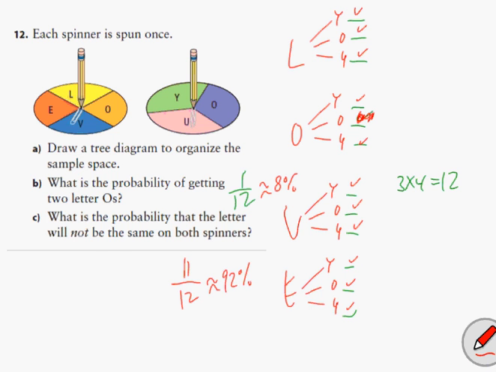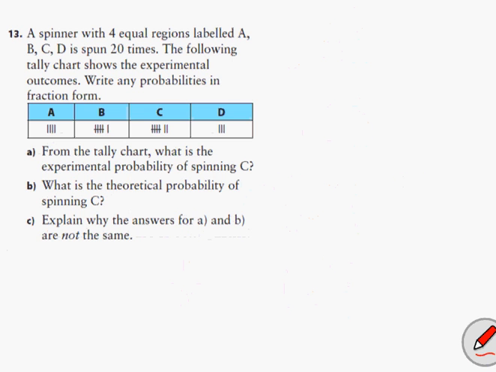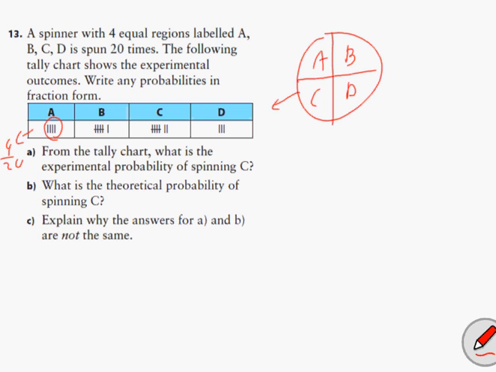Okay. Is that the last question or one more? One more. A spinner with 4 equal sections labeled A, B, C, D. So this is just like the one we did with coin flips. It is spun 20 times, and the following tally chart records the results. So 4 out of 20 was this. 6 out of 20 was this. 7 out of 20 was this. And 3 out of 20 was this.